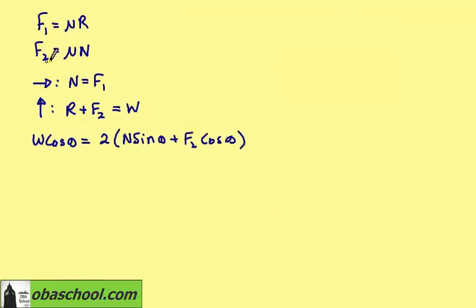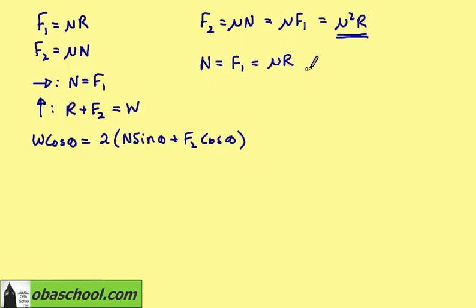From all of these equations, we need to get the expression that we're after. Let's start to work with them. F2 is mu N, and we know that N is equal to F1, so this is mu times F1, and F1 is mu R, so this is mu squared times R. We also have that N is equal to F1. F1 is mu R, so N is equal to mu R.